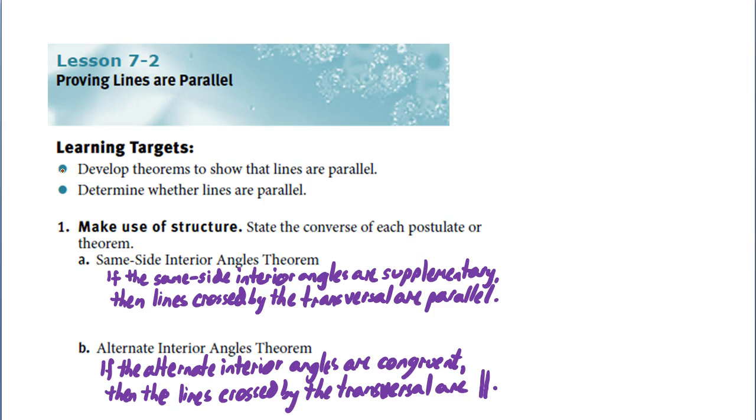In this lesson, we developed 3 theorems that can be used to show that lines are parallel. They involved corresponding angles, alternate interior angles, and same side interior angles. We also determined if lines are parallel. For example, that problem about Matt's assistant. We looked at those corresponding angles. They weren't congruent, and so we knew that the lines were not parallel.